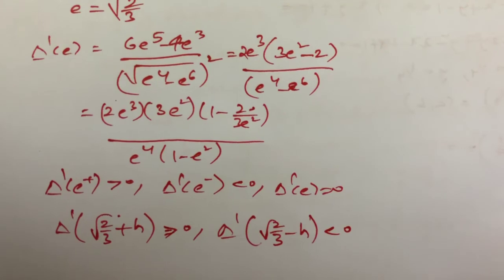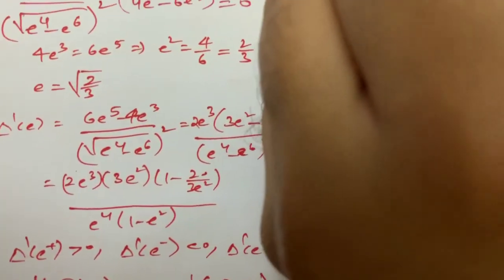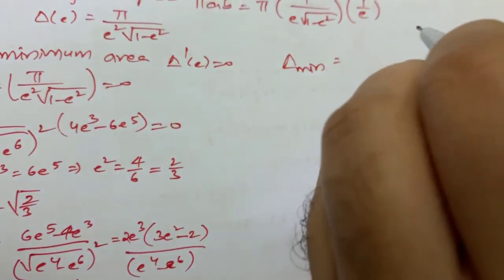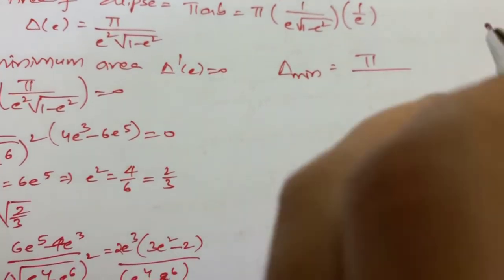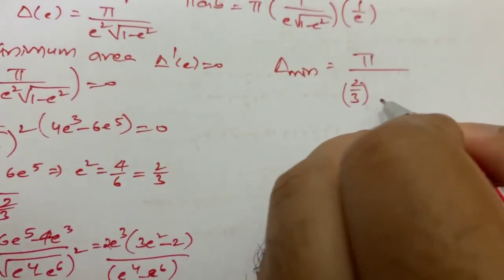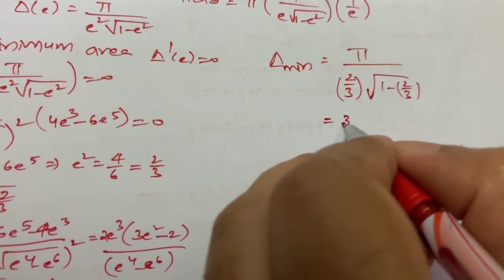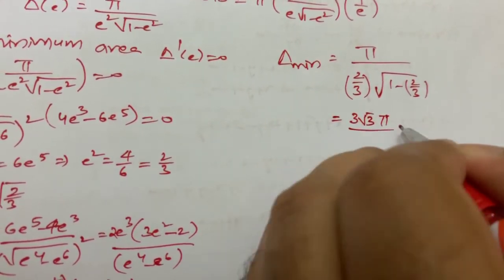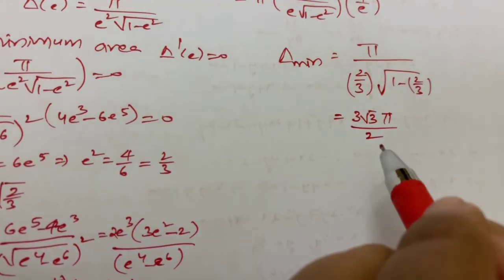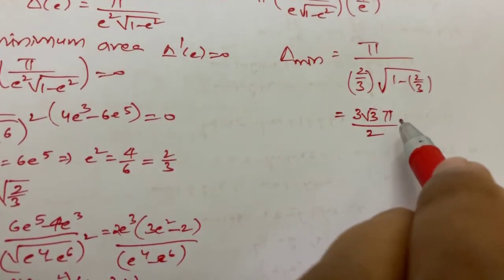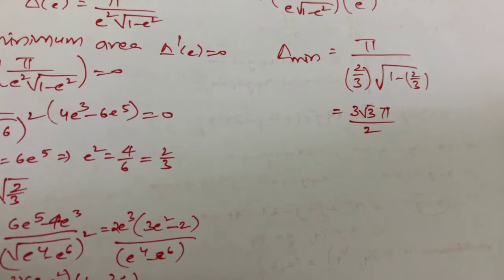So the least area is delta minimum, which is equal to π/(e²(1 − e²)) evaluated with e² = 2/3, that is π/((2/3)(1 − 2/3)). So this is 3√3π/2. So the least area is 3√3π/2 square units.